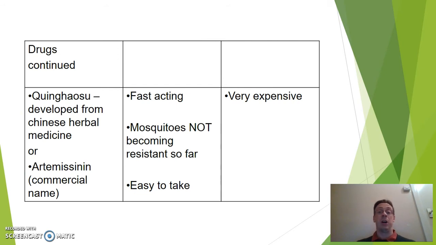We've got the last couple which are newer. So now, I am not going to try and pronounce the name of the first one because I would make a complete meal of it, but it's a drug that's been developed from Chinese herbal medicines. It's also called artemisinin, which is the brand name, if you will. Good news, it is fast acting. So far, mosquitoes aren't resistant to it, and it's easy to administer. However, back to the same point with Malarone, extremely expensive. Finances are an issue here, and if you can't afford it, it limits how effective the treatment can be.